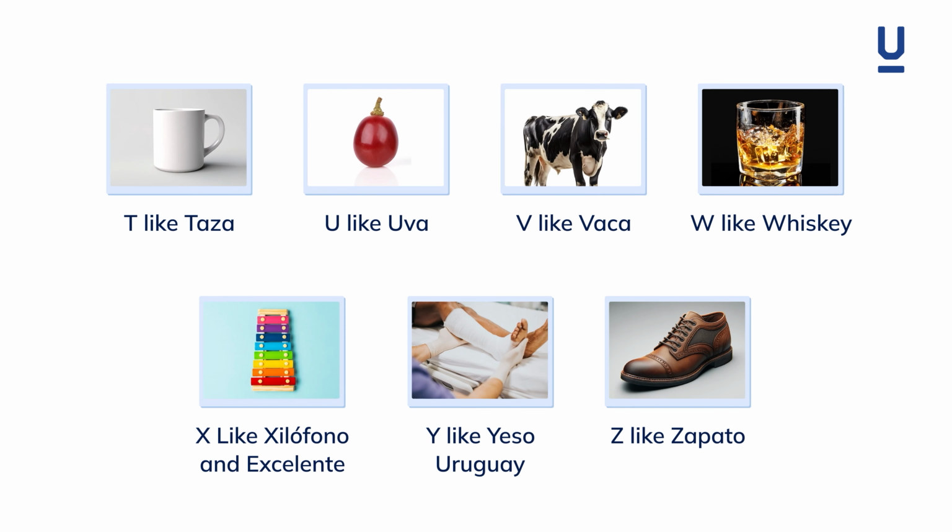Well, let's repeat these final letters. We have T like taza, U like uva, V like vaca, W like whiskey, X like xilófono and excelente, Y like yeso, Uruguay, and Z like zapato.